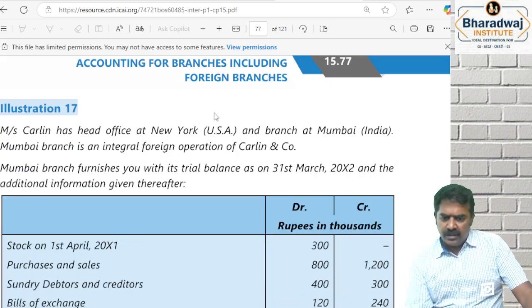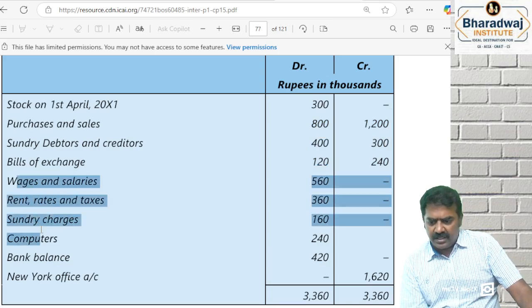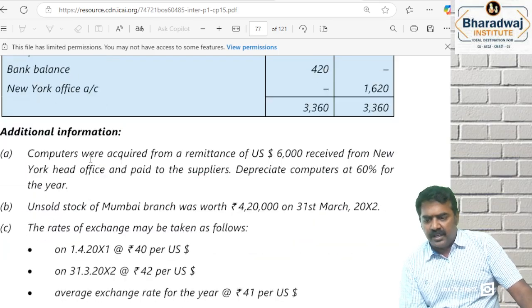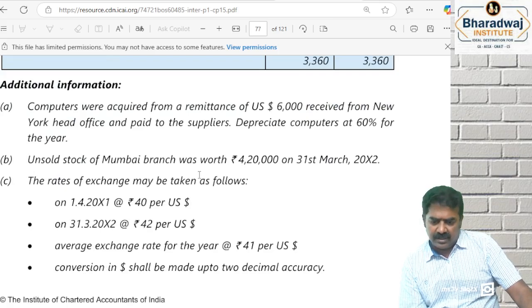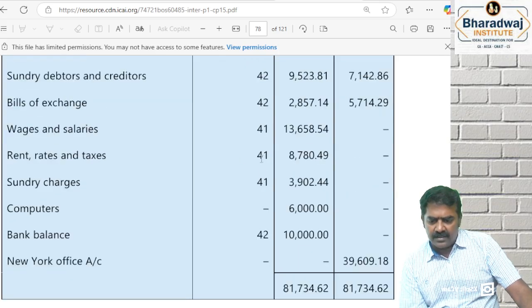Then this one, illustration 17 also you must go through. Opening stock we will convert using opening rate. Purchase and sales, average rate. Debtors and creditors, closing rate. Bills of exchange, closing rate. Wages, rent, sundry charges, average rate. Computers, historical rate. Bank balance, closing rate. New York branch account, actual values would be given. You have to take the converted balance.